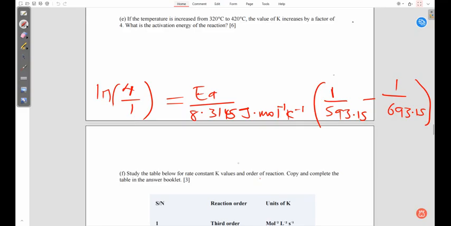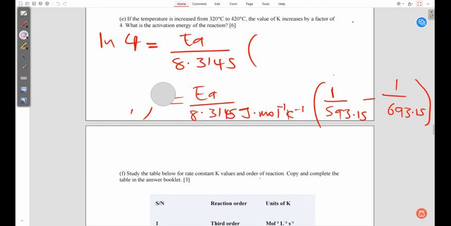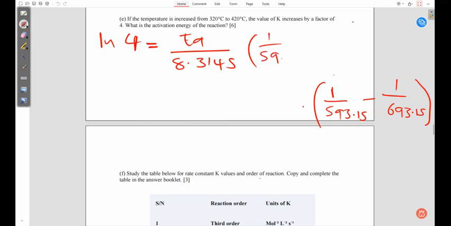Okay, so we can see what we can do now. Natural log of 4 equals the activation energy over 8.3145, and in the brackets we have 1 over 593.15 minus 1 over 693.15.